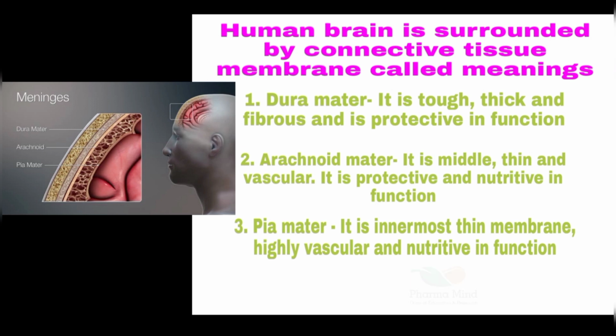First, dura mater. It is tough, thick and fibrous and it is protective in function. Second, arachnoid mater. It is middle, thin and vascular. It is protective and nutritive in function. Third, pia mater. It is the innermost thin membrane, highly vascular and nutritive in function.